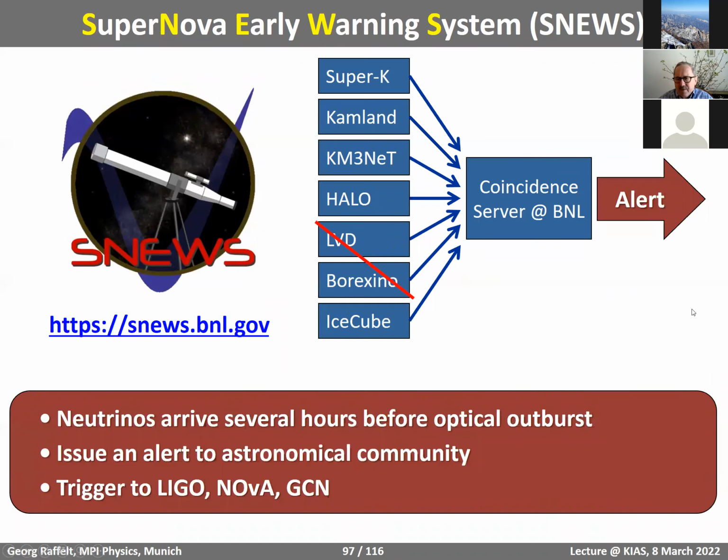You can go there and register and get an email notification if a supernova has happened, neutrinos. That would still give one a few hours to trigger gravitational wave detectors or astronomical detectors to be on alert for observing in their other wave bands for that event. So it's a very important idea of multi-messenger neutrino astronomy.